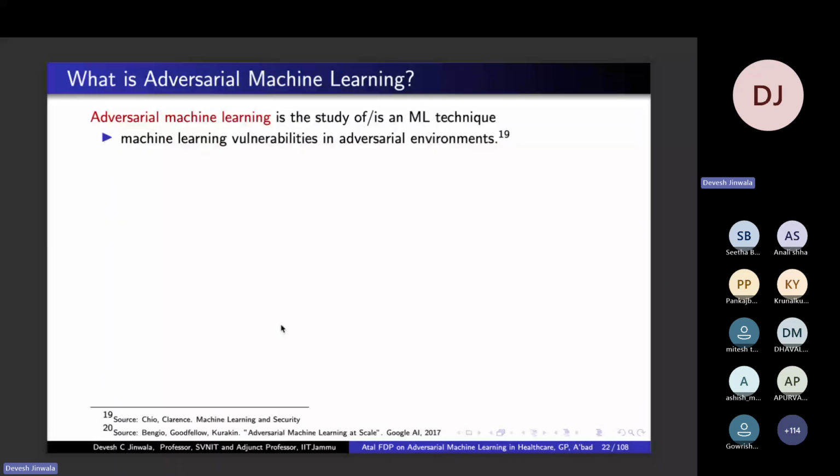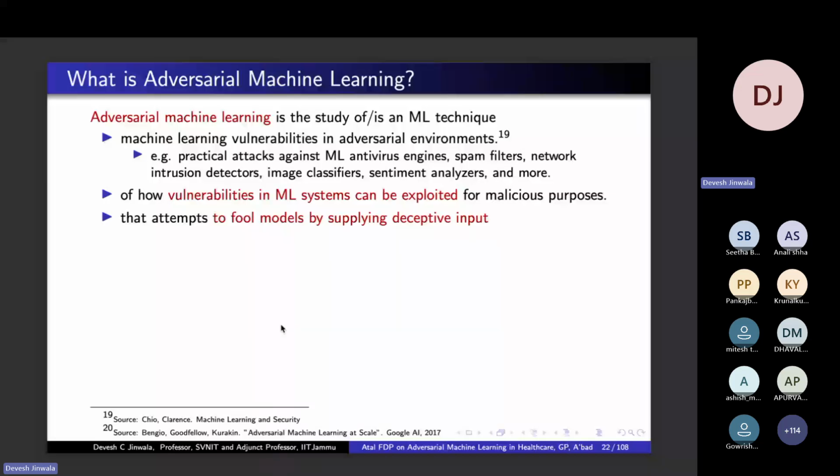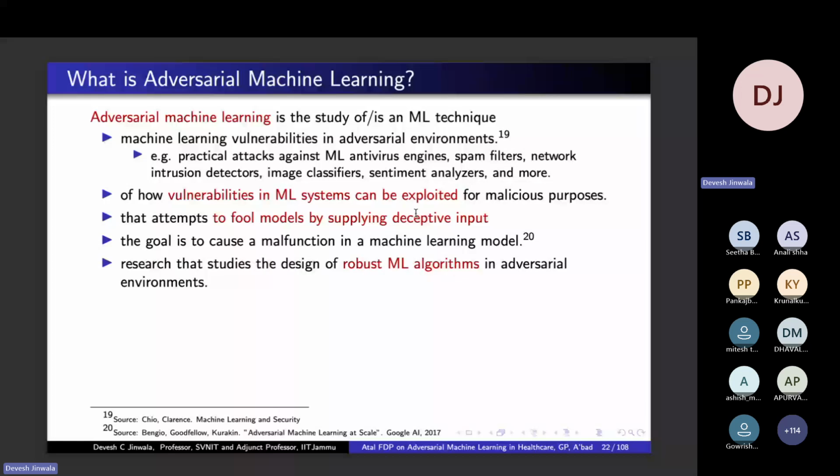But if we try to answer the question, what is adversarial machine learning? By now, we must be able to answer that it is the investigation and study of machine learning vulnerabilities in adversarial environments, how a machine learning application is susceptible. That could be on any security solution, or on an existing ML system, finding out weaknesses in existing ML systems. Both the first and the second bullet are attempts to fool the models by supplying deceptive input, and the goal is to cause malfunction in a machine learning model.